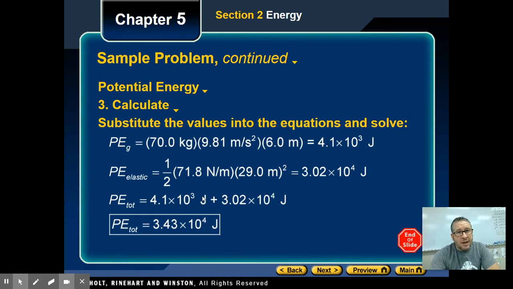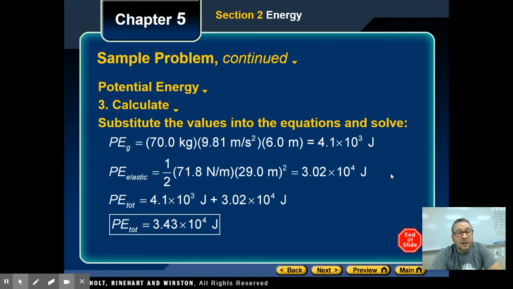So for gravitational potential energy, we take its mass of 70 kilograms, multiplied by gravity at 9.8 meters per second squared, and multiplied by the height that the stuntman is in comparison to the surface of the water, which is our zero level. We find that its gravitational potential energy is 4.1 times 10 to the third joules. For the elastic potential energy from the bungee cord, take 1/2 times k, the constant of 71.8 newtons per meter, multiply it by the distance that it was stretched, 29 meters, squared, and we find that we have 3.02 times 10 to the fourth joules.